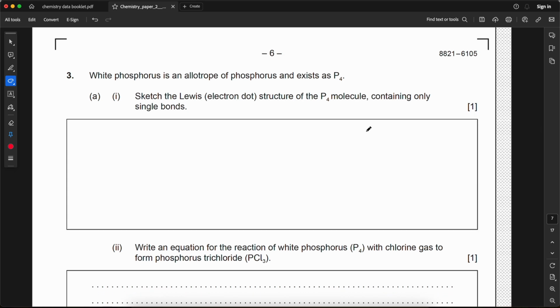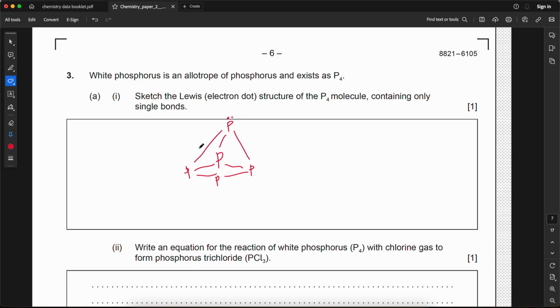White phosphorus is an allotrope of phosphorus and exists as P4. Sketch the Lewis electron dot structure of the P4 molecule containing only single bonds. So that would be P right here, and this P, and right here. So that would be like a pyramid.